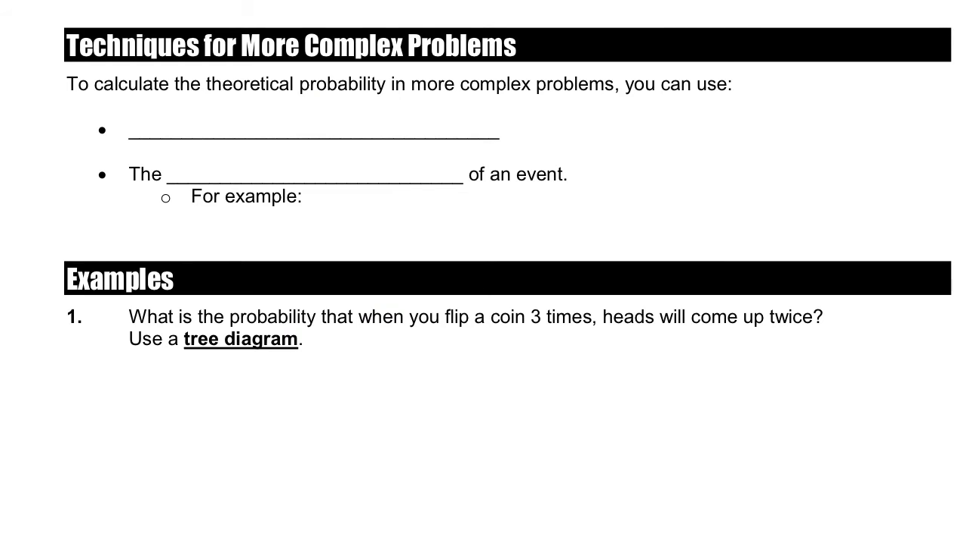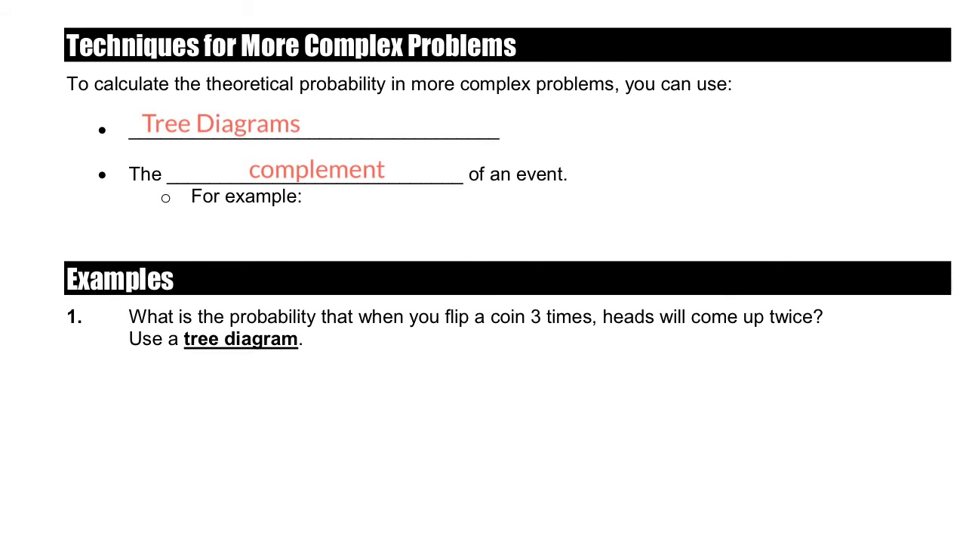Now, in previous lessons, we've looked at how to figure out theoretical probability by using different charts and counting up how many outcomes there are, things like that. But I want to show you 2 more techniques for some more complex probability type questions. And those 2 techniques are what we call tree diagrams and the idea of the complement of an event.